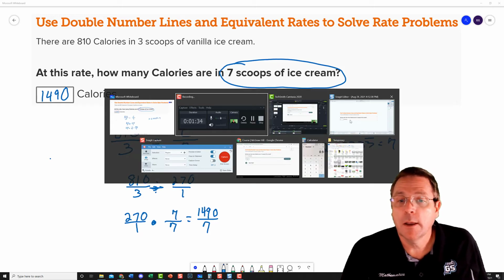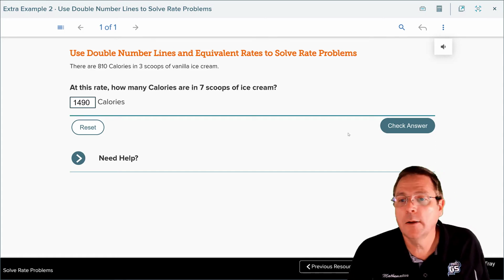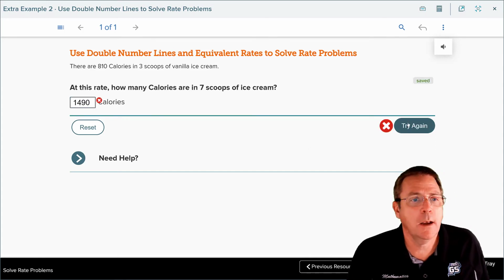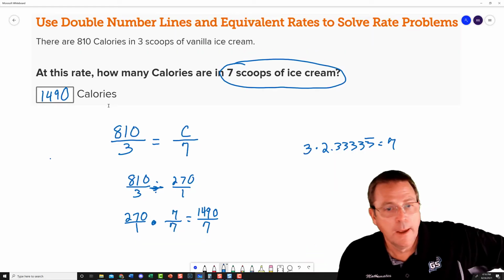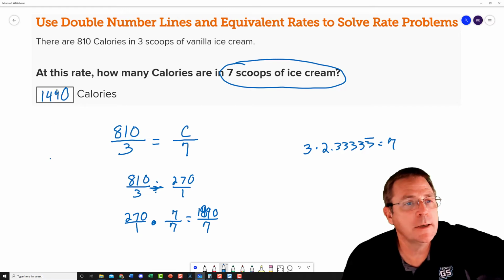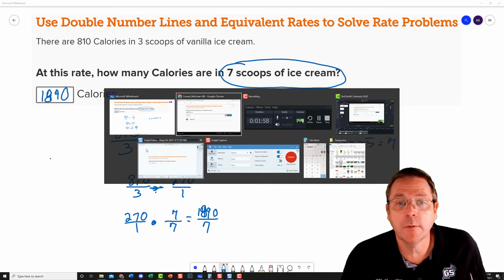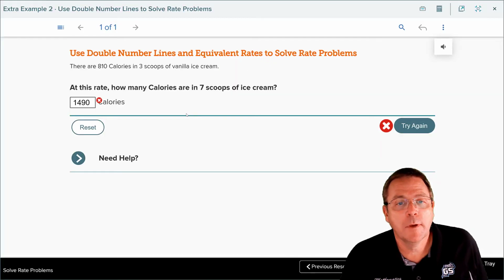Now we're going to go back to our answer, 1,490. We're going to check it, and uh-oh, what did I do wrong? I did some bad carrying of my numbers here. I didn't set it up right. I did the 14 and forgot to carry the 4 from my 8. So that should be 1,890, which is even worse. Definitely don't want to eat those 7 things of ice cream.